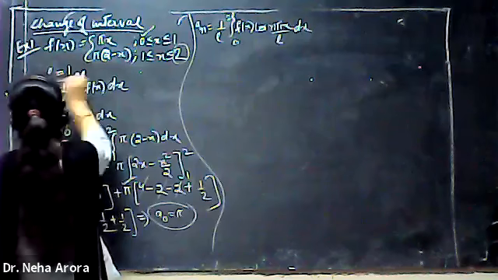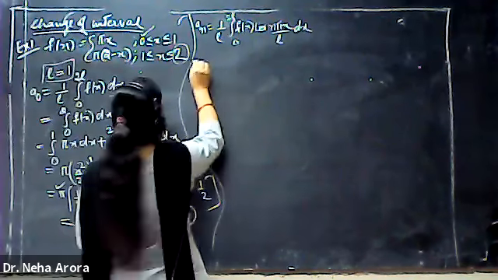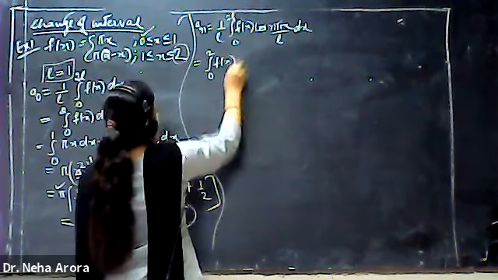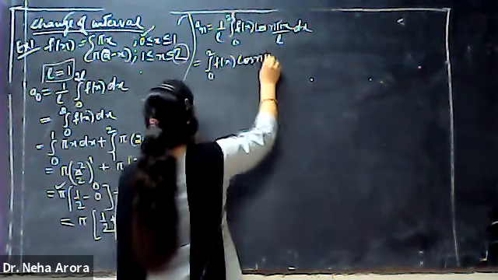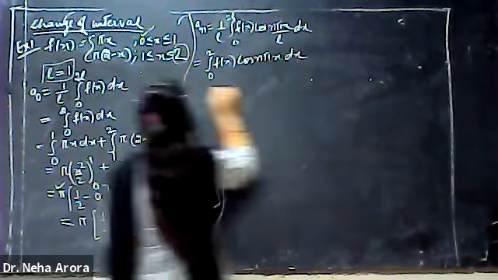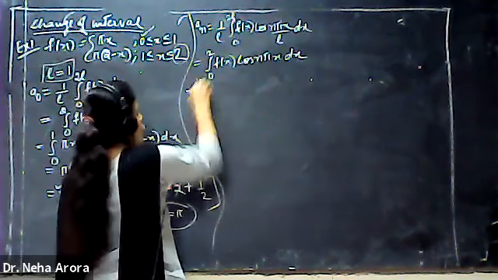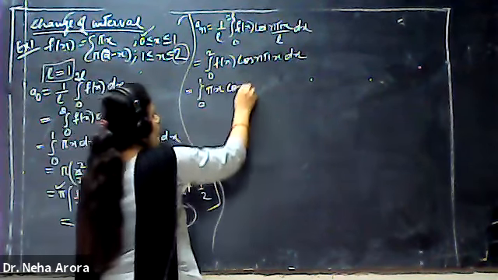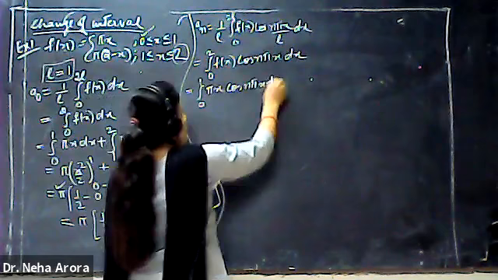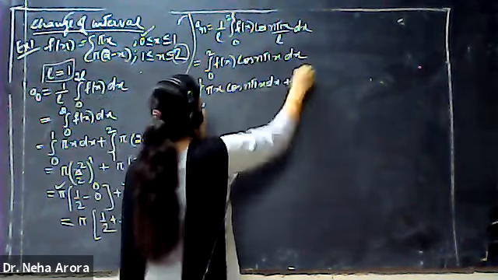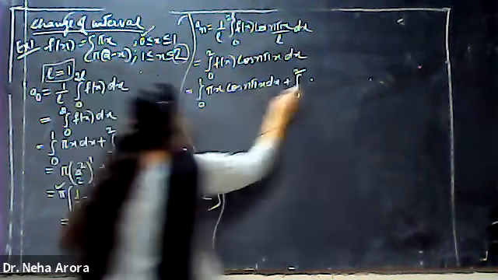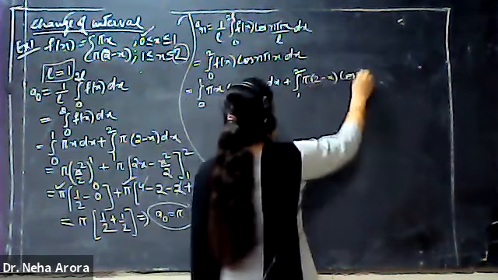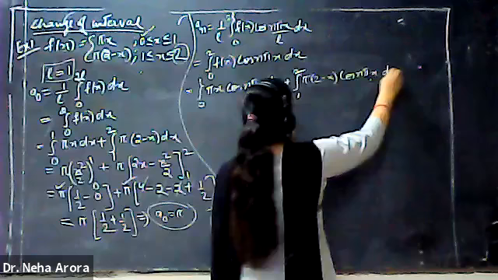Now we know that L is equal to 1. So let's substitute L equal to 1. You will get ∫ from 0 to 2 of f(x) multiplied by cos(nπx) dx. Now let's break the given function. From 0 to 1, what is the value of the function? It is πx multiplied by cos(nπx) dx. And similarly, the second range is from 1 to 2 and the value of the function is π(2 − x), multiplied with cos(nπx) dx.